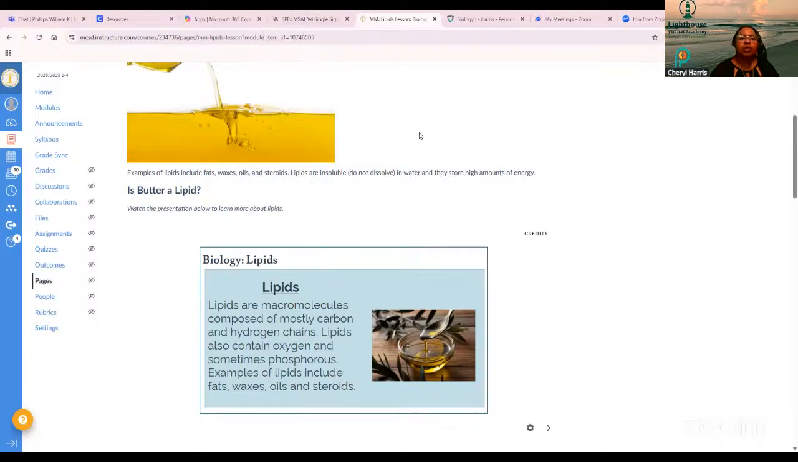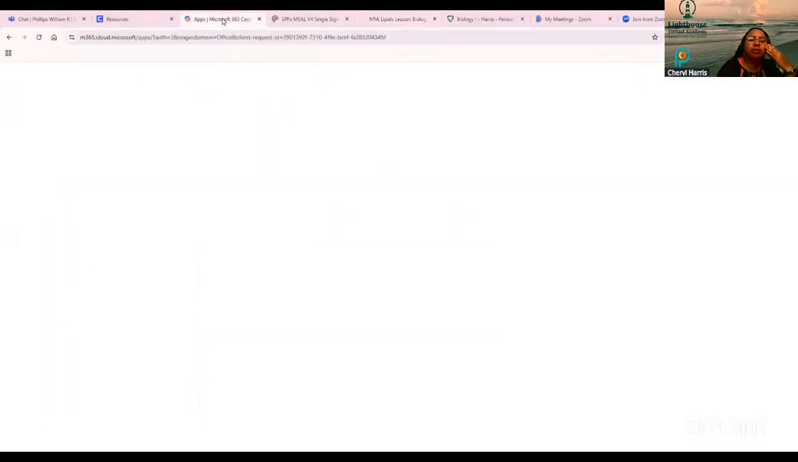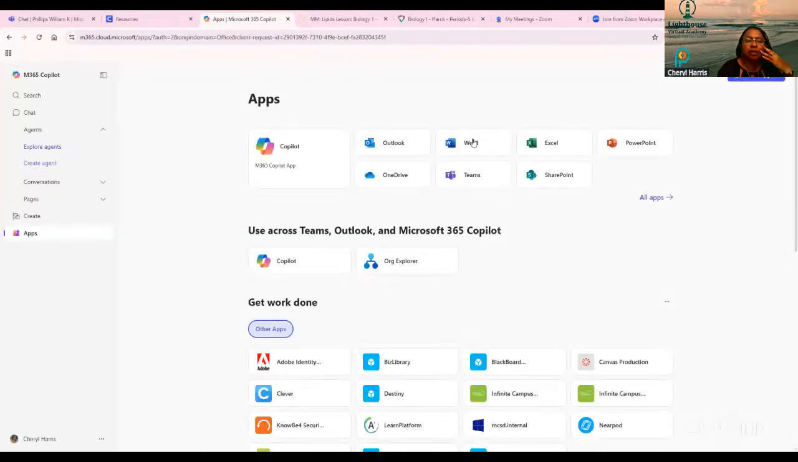Okay, why is my chart redirecting me? Let's see, I don't know what that is. So we will try it again.